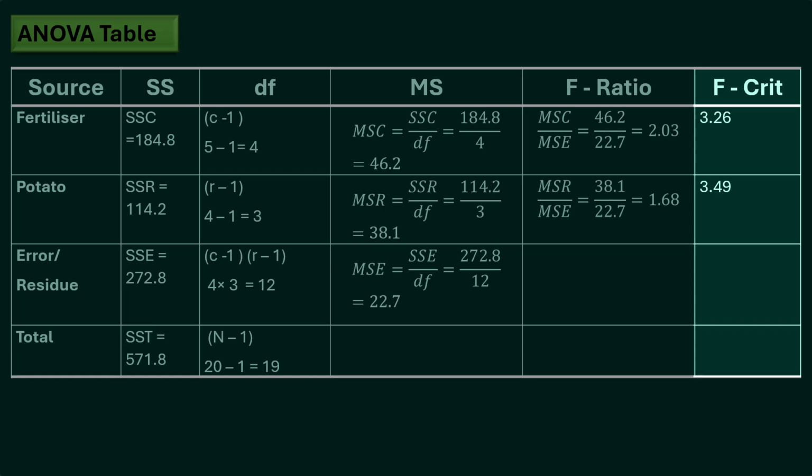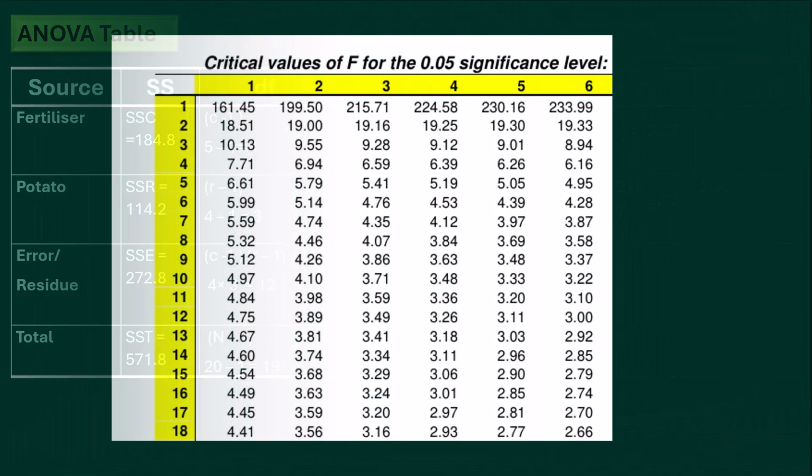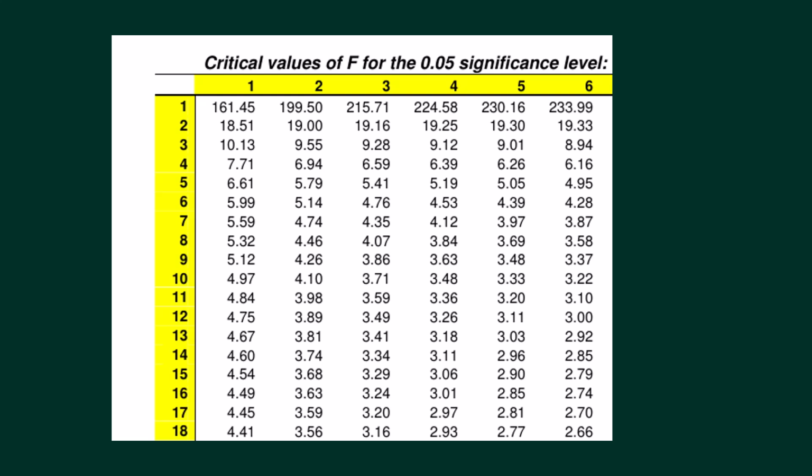We shall turn our attention to the steps involved in finding the table value. We are going to test the hypothesis at 0.05 level of significance. So let us use the F distribution table meant for 0.05 level of significance. I have given the relevant part of the table.